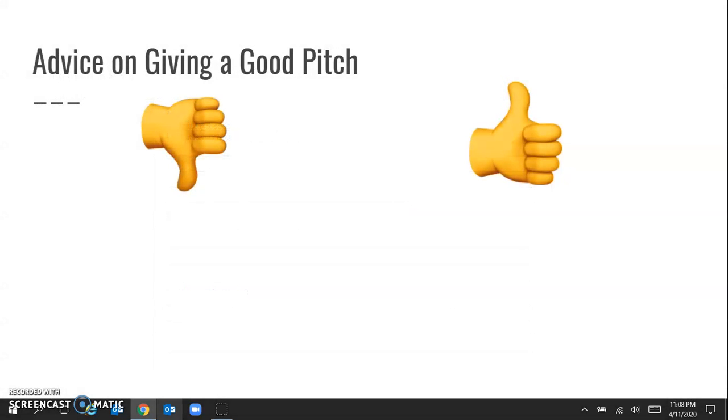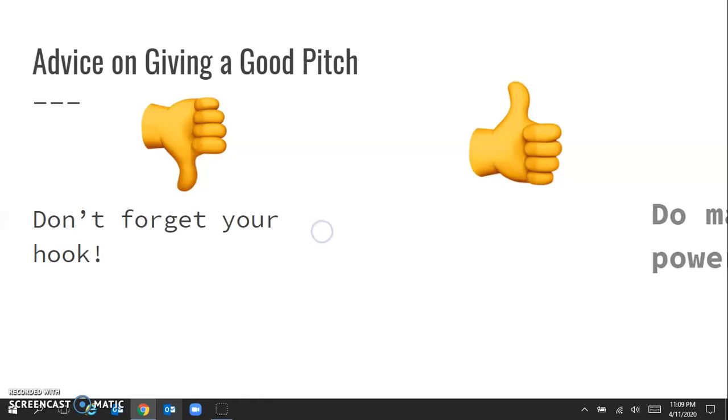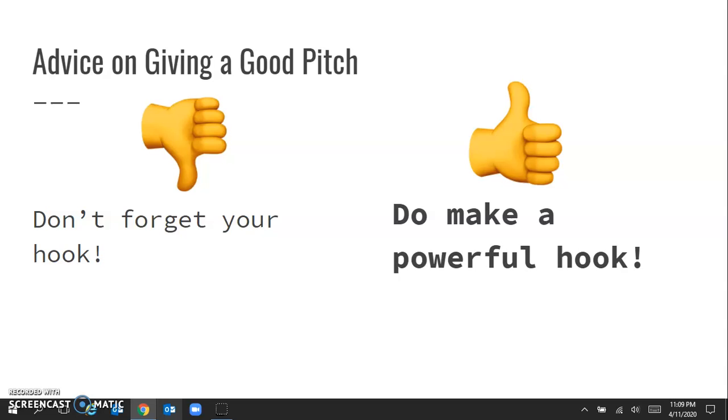I'd like to give you 3 pieces of advice on giving a good pitch. So what you should not do and what you should do. You should not forget your hook. You should make a powerful hook. Remember, the hook is what captures the attention of your audience. It's the first thing you say in your pitch. So you don't need to say, "Hi everyone, my name is Kaylin." The first thing you say should be your hook.